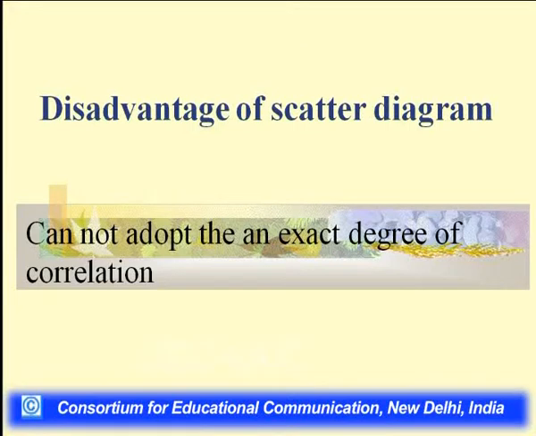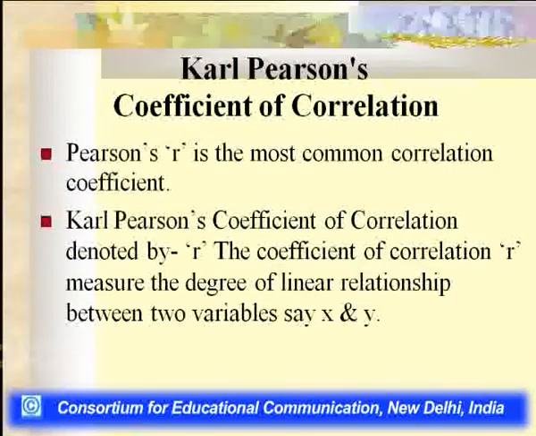So taking it forward, now we have the mathematical formulas and methods to find out the degree of the coefficient of correlation, because the most problematic aspect of the scatter diagram was that you are not able to find out the exact degree of the correlation. So with this note, we are going to start with the Karl Pearson's coefficient of correlation. This is the world famous method to find out the coefficient of correlation.